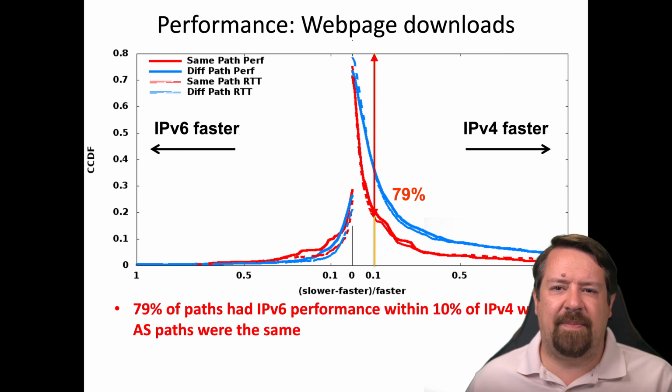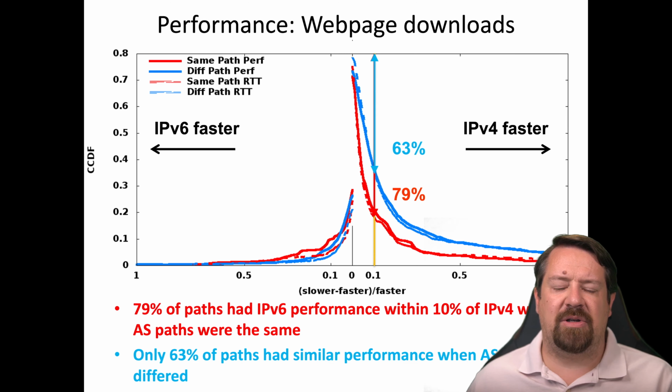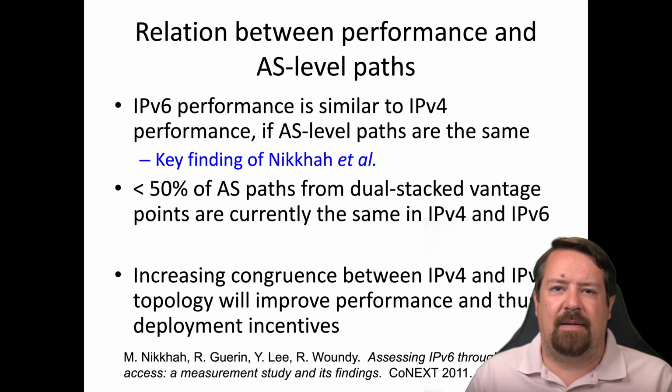And we can see that when the paths were the same, about 80% of those paths had similar performance between IPv4 and IPv6. However, when the AS paths were different, a smaller fraction of the paths had similar performance. And as we mentioned before, less than 50% of the paths from dual-stacked vantage points are currently the same. And in general, those differences favor IPv4 performance due to the IPv6 topology having fewer connections.